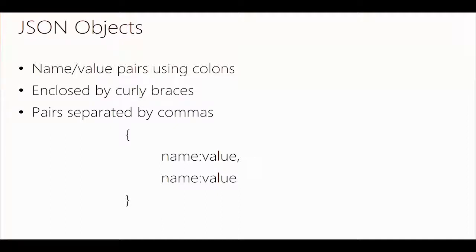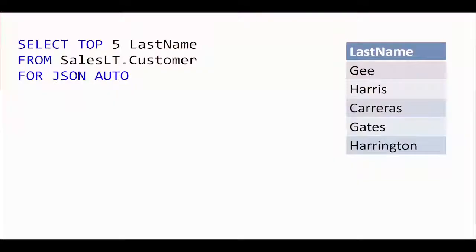And what is also nice about this is that these objects can be nested. Let's see what that example that we looked at earlier of selecting last names from our customers table would look like if we're extracting this as JSON. So once again, we've got our last name column from SalesLT.Customer. Once again, I'm selecting only the top 5.